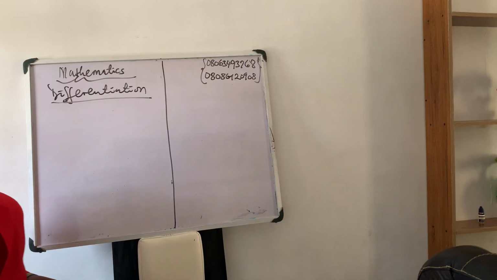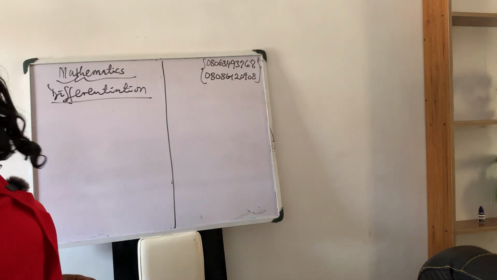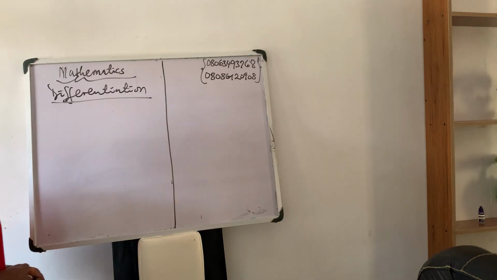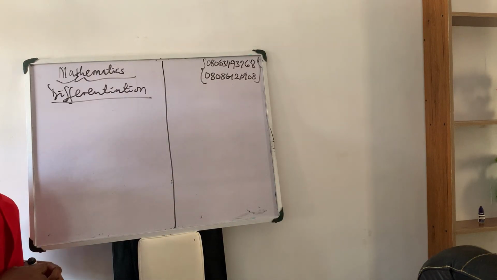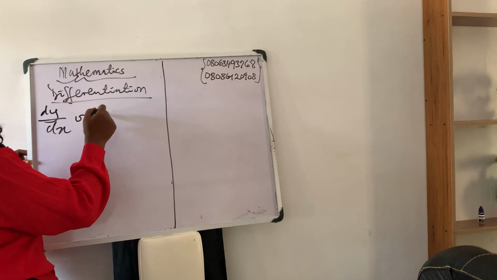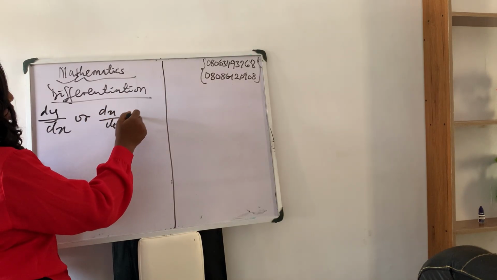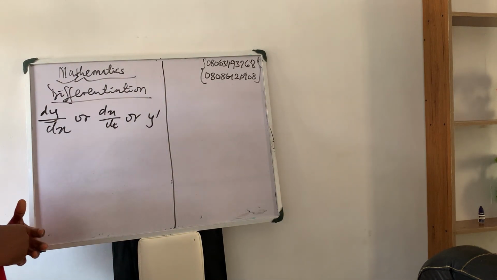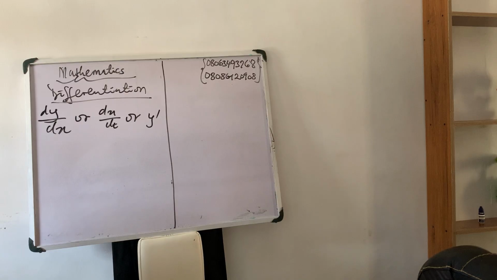We shall be looking at differentiation. What is differentiation? It is simply the rate of change of a quantity with respect to a change in another quantity. It is denoted by dy/dx, or dx/dt, or y prime. We have two ways of differentiating: by first principle and by formula. Now we're going to solve some problems on these ways of differentiating.